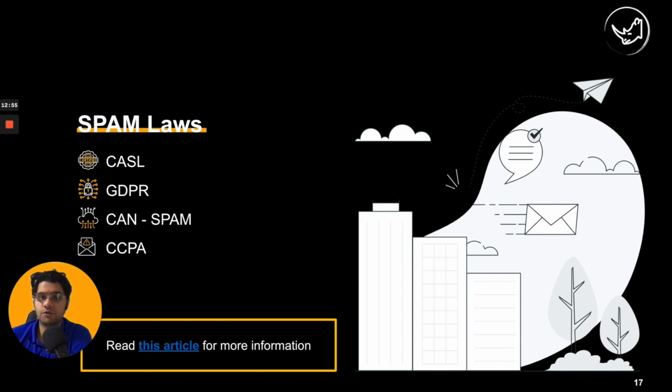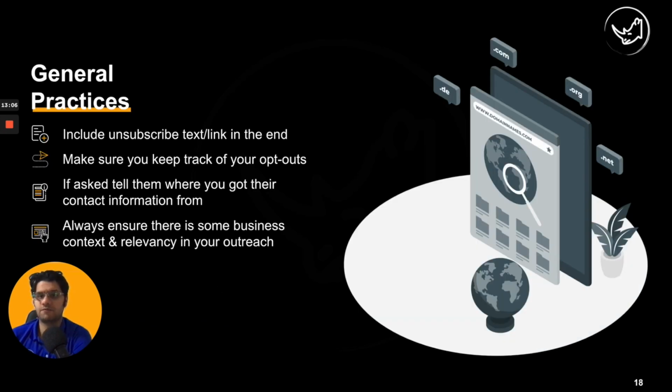Generally, cold email is a legal channel for you to prospect, but just to be on the safe side, you need to be doing two or three things to make sure you're in the clear. The first one is that you need to include an unsubscribe text or link at the end of your emails. Then keep track of all your opt-outs so you don't do the respective outreach again. If somebody asks you for whatever reason where you got their contact information from, just put, hey, I use this service. They have your contact information. If you want to opt out, contact them. And I think the last but not least, and probably the most important thing, is to always ensure that there is some business context and relevancy.